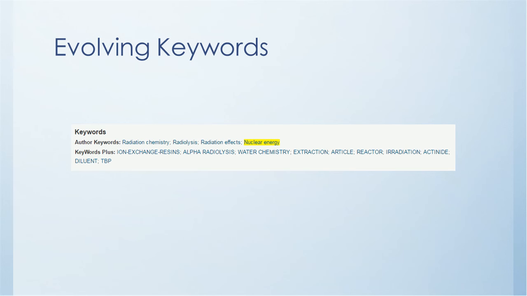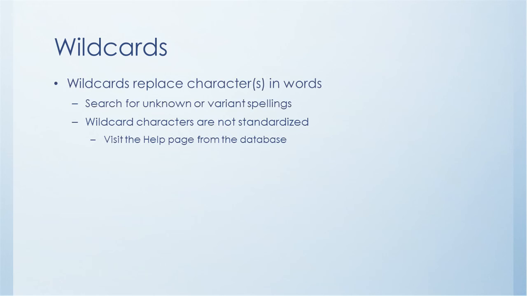You may find new or different keywords to use in your research, and it's okay if your research question ends up changing. Next, we'll talk about wildcards. Wildcards are special characters that replace one or more letters in your keywords. This way, you can search for unknown or variant spellings. Wildcard characters are not standardized throughout the databases, but each database does have their own help section where they will list their wildcards.